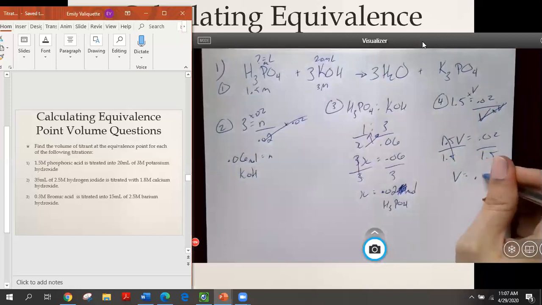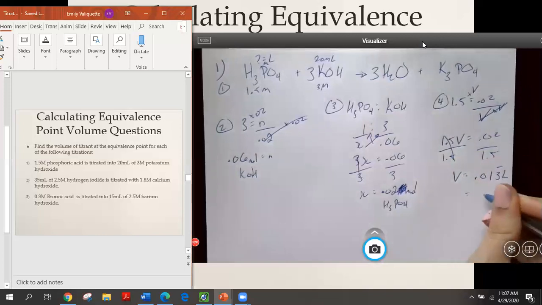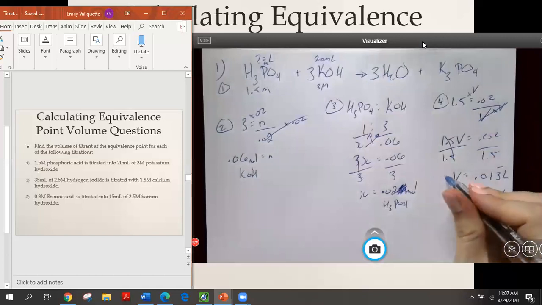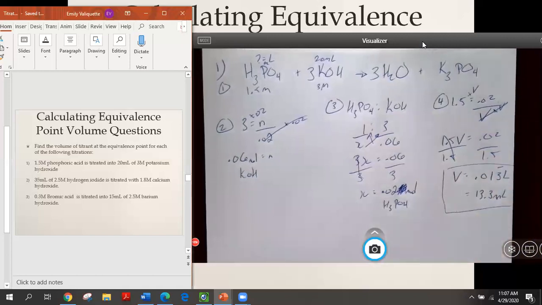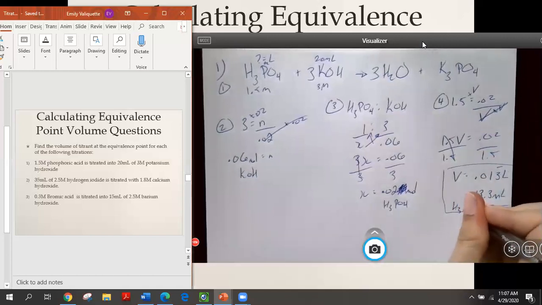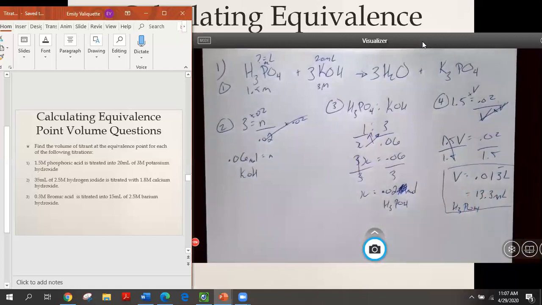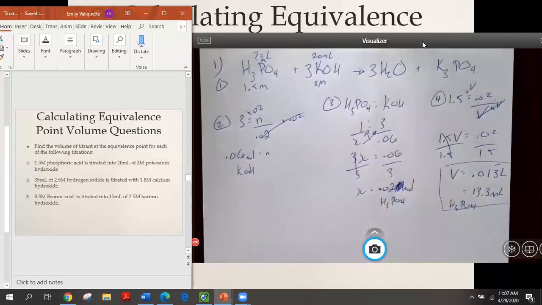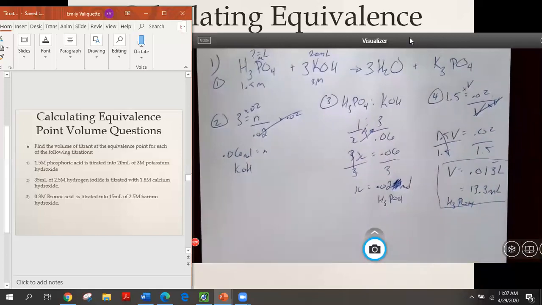Which is 0.013 repeating liters, or 13.3 milliliters of your acid. Okay, so try the other two questions and then come back and check your answers.